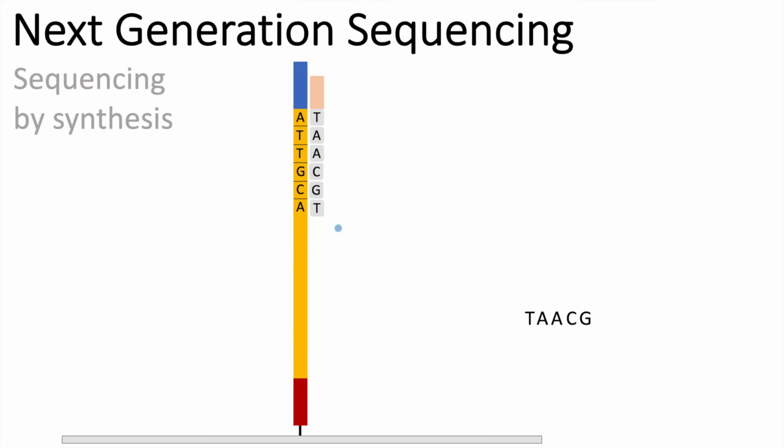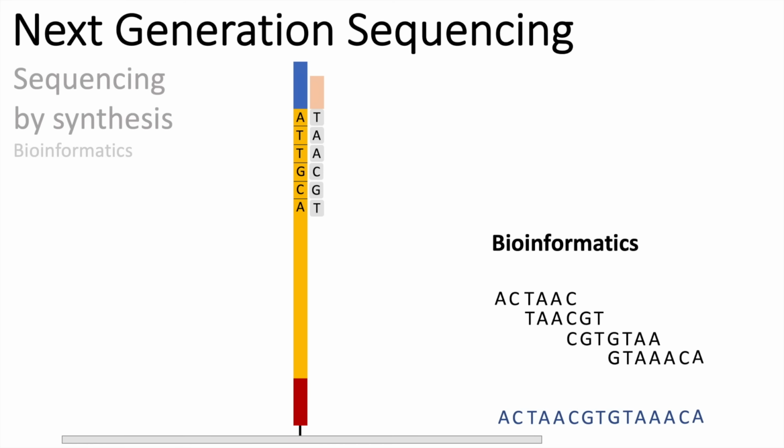The last step now is the data analysis. So here informatic tools are required. The whole process of next-gen sequencing generated millions and billions of reads. These reads are now overlaid and compared to a reference genome. And by this overlay we can now generate the whole genome sequence.